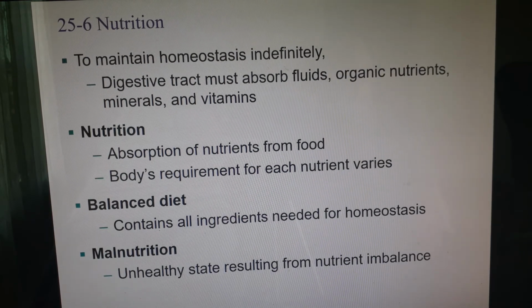Okay, shifting gears again. Now the chapter is just talking about some general definitions. So since we need these building materials to maintain homeostasis, we're going to define a few terms like nutrition. Nutrition is the nutrients that you are able to get out of your food so that you can build up and perform catabolism and anabolism. A balanced diet has all the ingredients your body needs to make all of the essential fatty acids and essential amino acids.